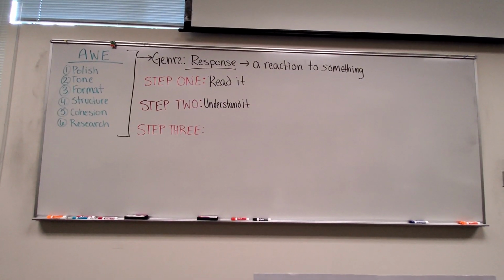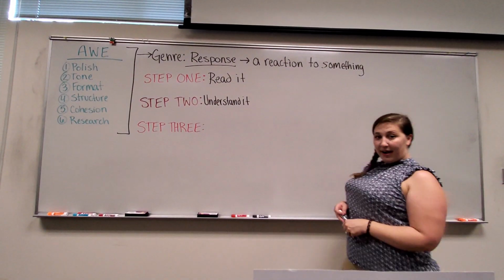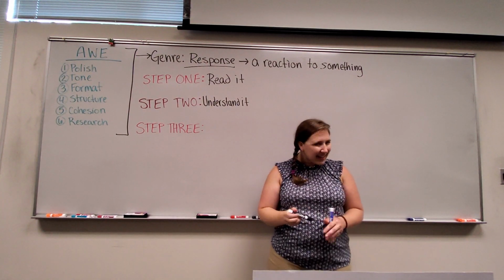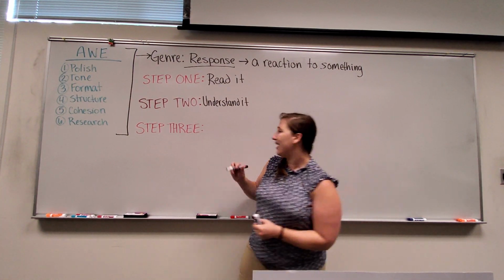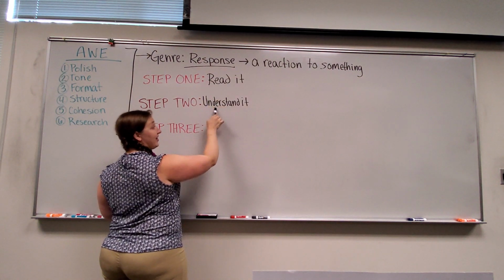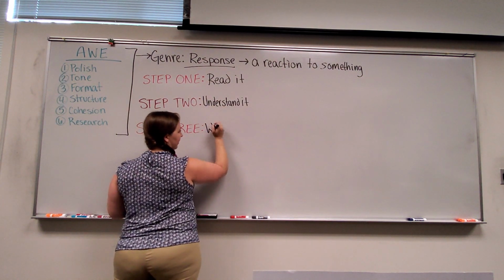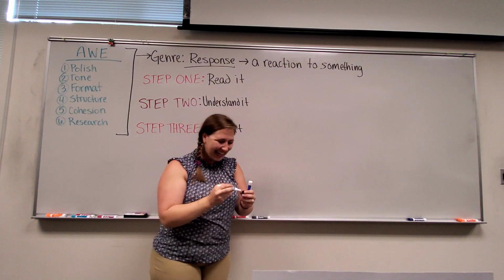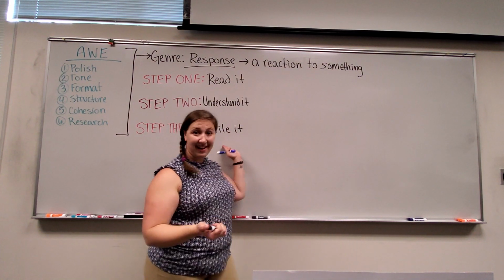So now that you understand what it is that you have read, it is time to move on to step 3, which is the most complicated step, you might say. Because after you read it and understand it, it is time to, yep, you guessed it, you gotta write it. You can't submit something that's not written.